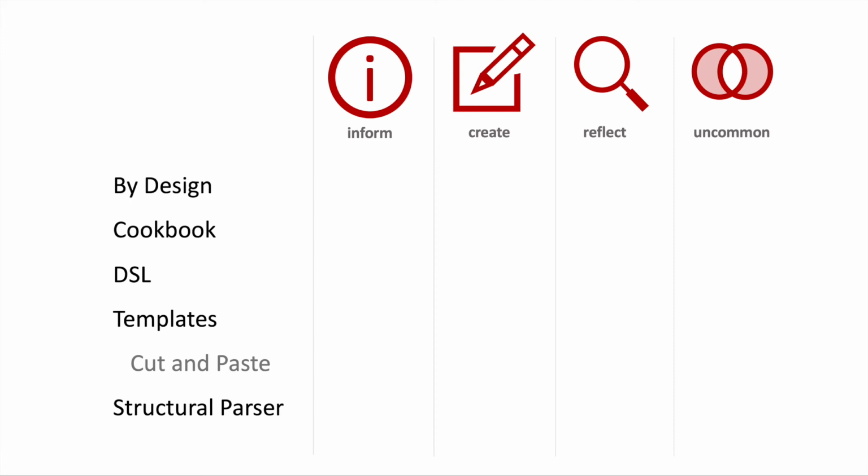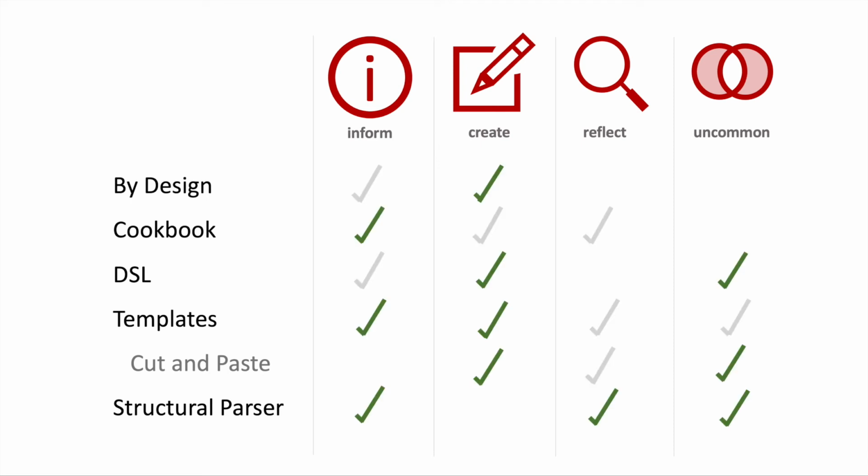Now, I'm not going to go into the in-depth analysis of each of these. You can read the paper for that. But I think the key takeaway is that none of them actually provide support for all of the things that we've been talking about. So, for example, if I were to incorporate patterns into my application by design, well, it certainly lets you create patterns very easily. And it informs you about them, although that's obfuscated because they're part of the UI and your attention isn't drawn to them explicitly. But it doesn't really help you reflect on what you've done, and it certainly doesn't support uncommon patterns because only the things that are built into the interface are supported.